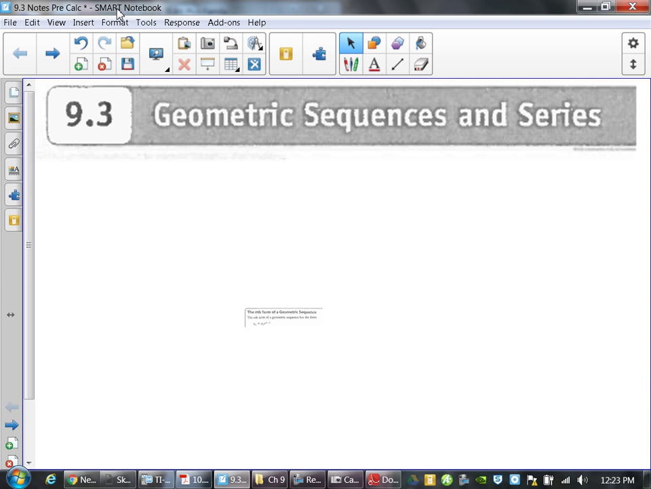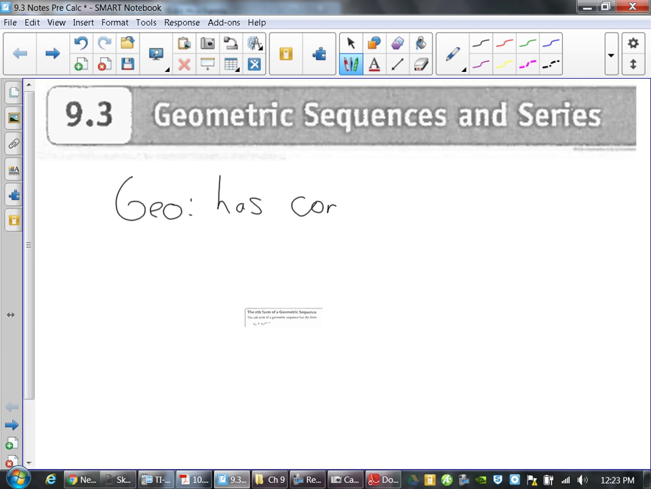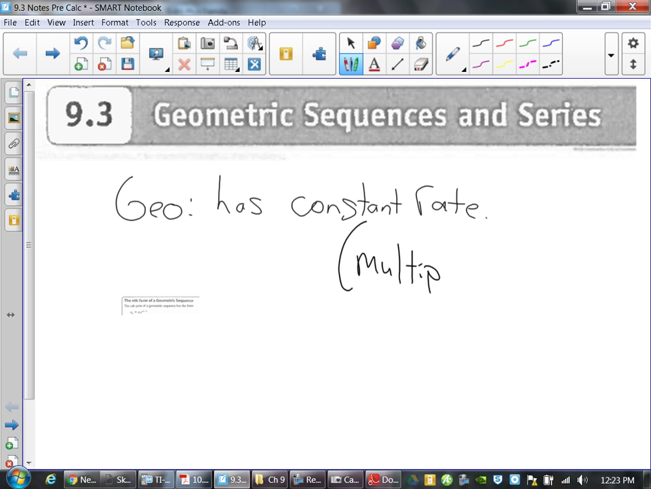So what we wind up with here is that geometric has a constant rate. Think multiplier. Your nth term is going to be defined by your first term times your rate to the n minus 1.